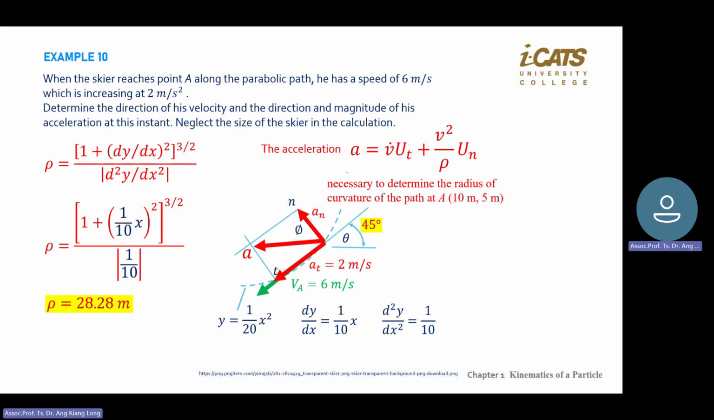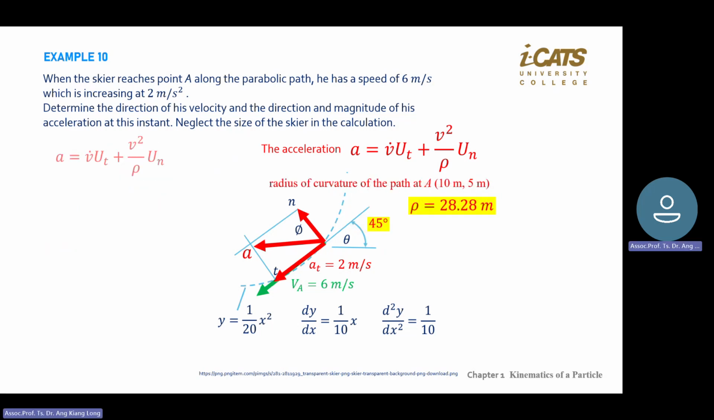Try to observe the way we solve, and it's fixed already. Every time you see curvature with the normal tangent, then it's fixed already. It's going this way. All right.